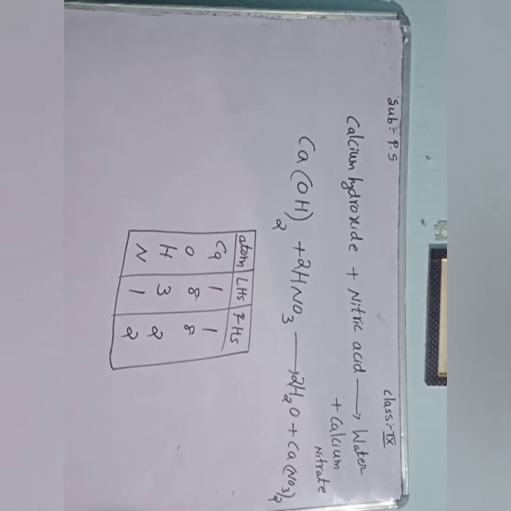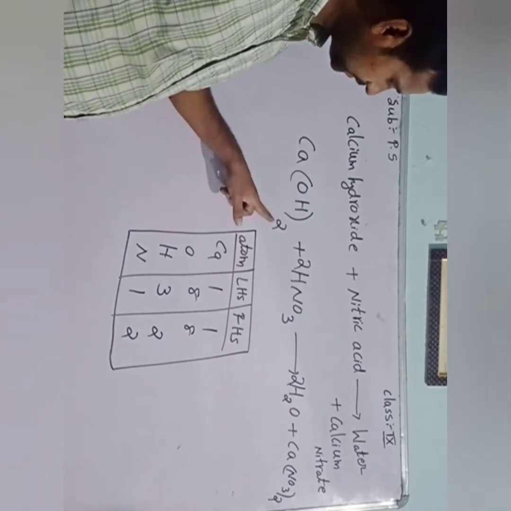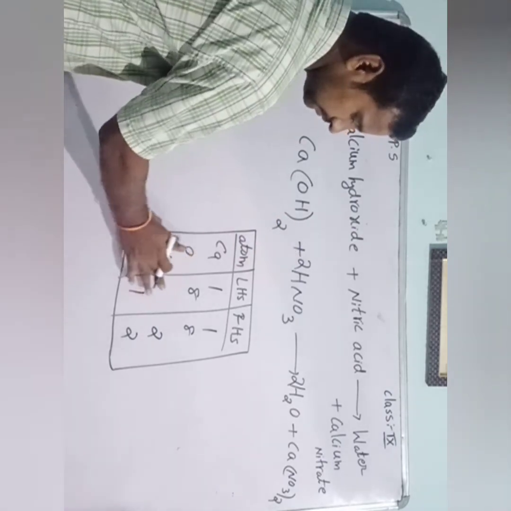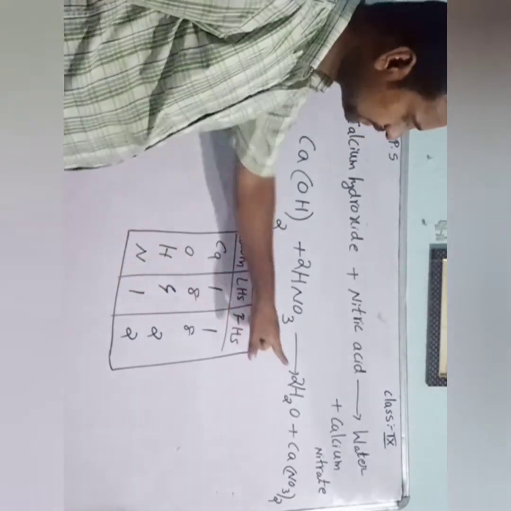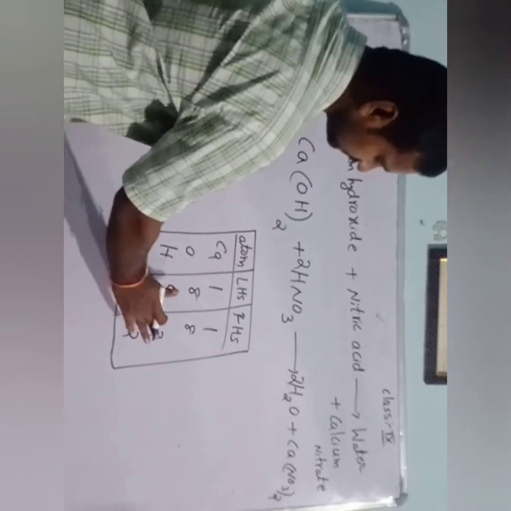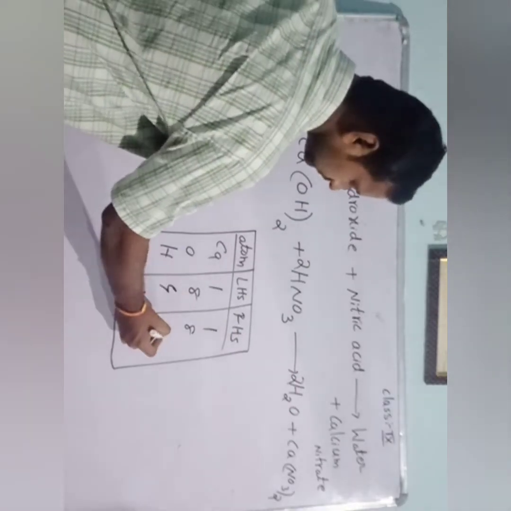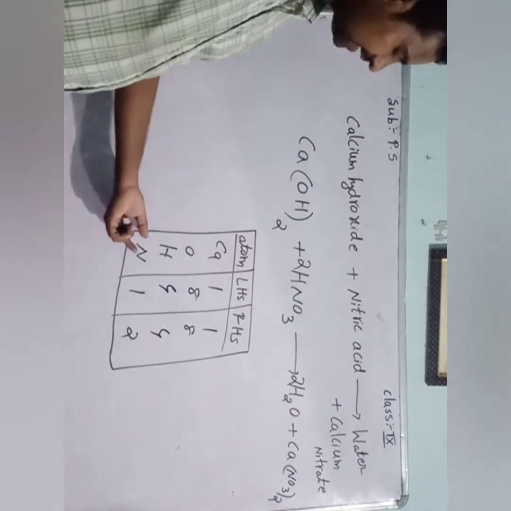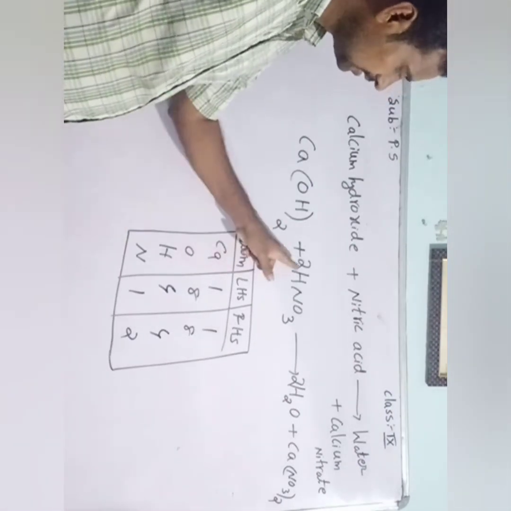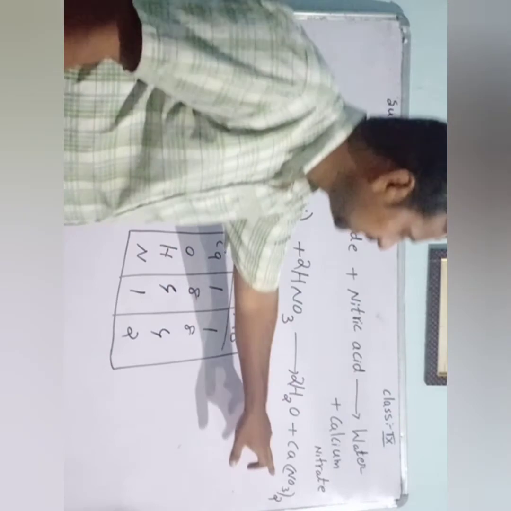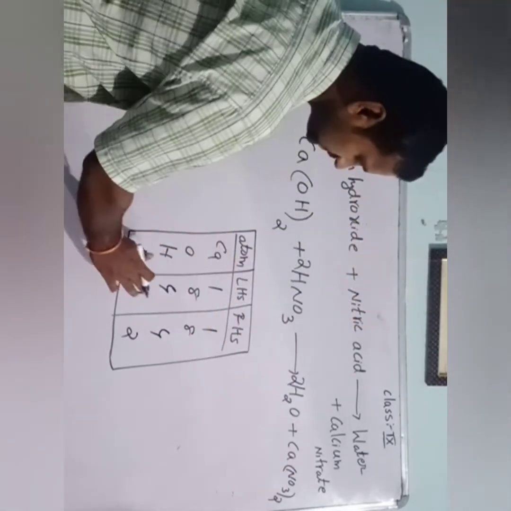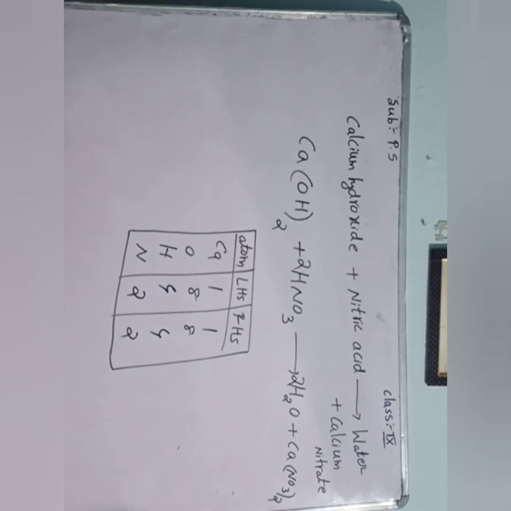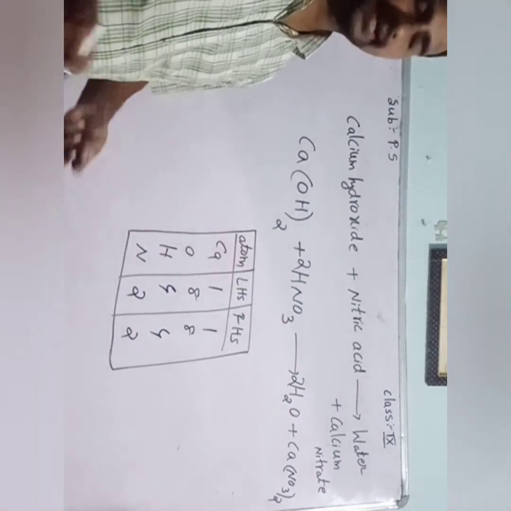Now count the hydrogen atoms. Here 2, here 2. 2 plus 2, 4. Here 2 into 2, 4. Okay, hydrogen atoms also balanced. Now count the nitrogen atoms. Here 2 nitrogen atoms. Here 2 nitrogen atoms. So nitrogen atoms also balanced. So this is a balanced chemical equation.